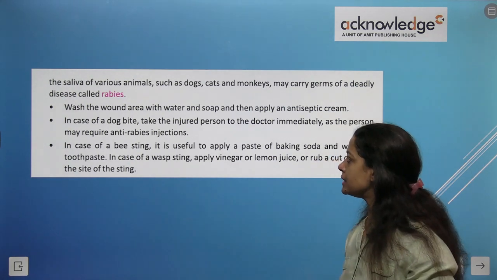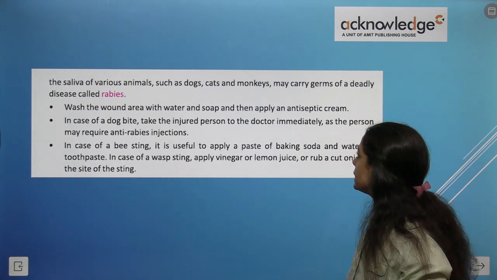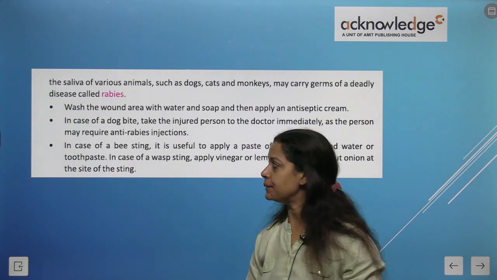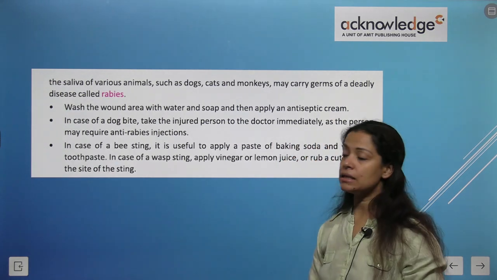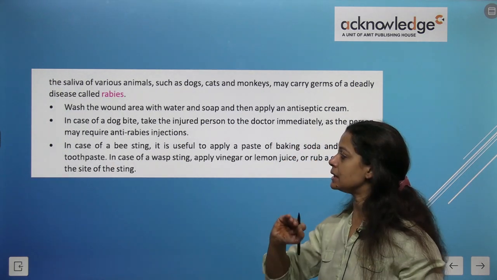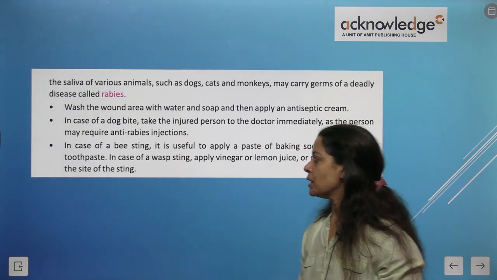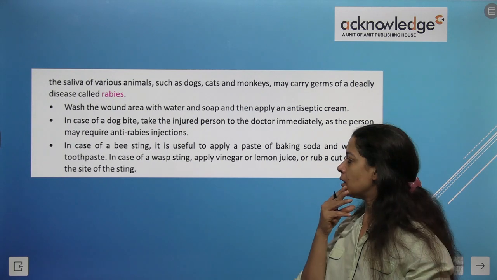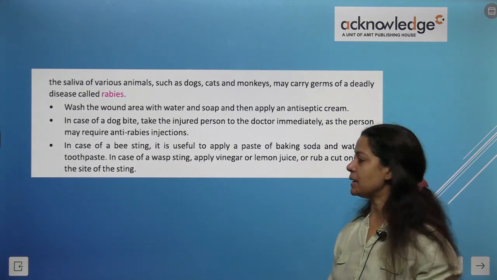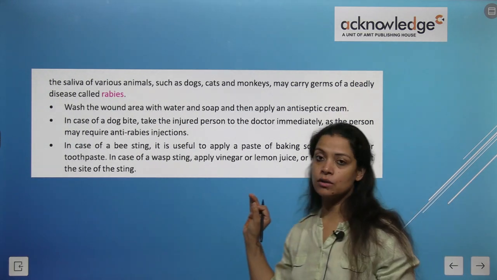Now wash the wound area with water and soap, then apply an antiseptic cream. In case of a dog bite, take the injured person to the doctor immediately as the person may require an anti-rabies injection. In case of a bee sting, it is useful to apply a paste of baking soda and water or toothpaste on the affected area.